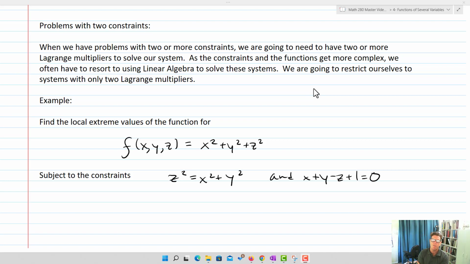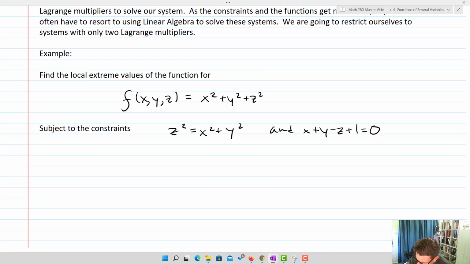So let's suppose that what we want to do is find the extreme values of the function f of x, y, z equals x squared plus y squared plus z squared. And we're going to be subject to the constraints z squared equals x squared plus y squared, and x plus y minus z plus 1 equals 0. So our method of Lagrange multipliers is going to have the gradient of f equal lambda 1, our first Lagrange multiplier, times the gradient of g, plus the second Lagrange multiplier, a different one, times the gradient of h.